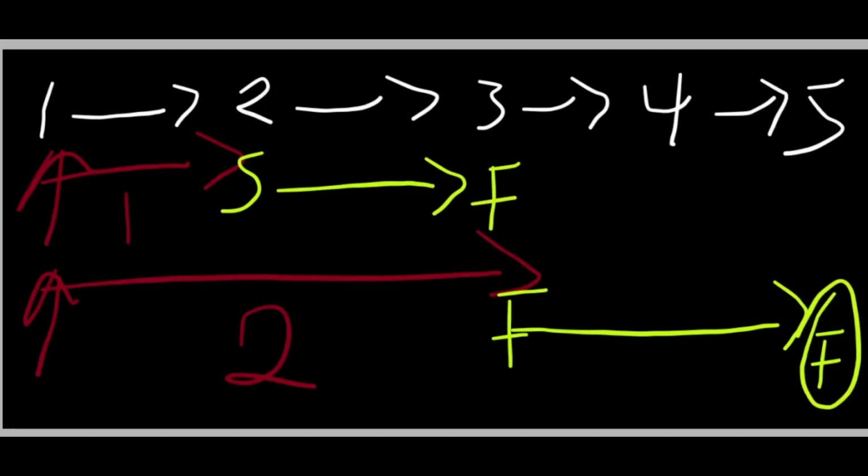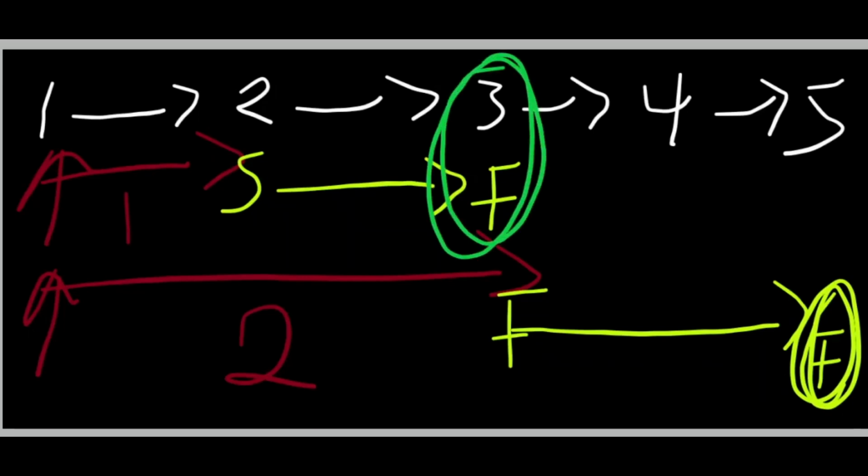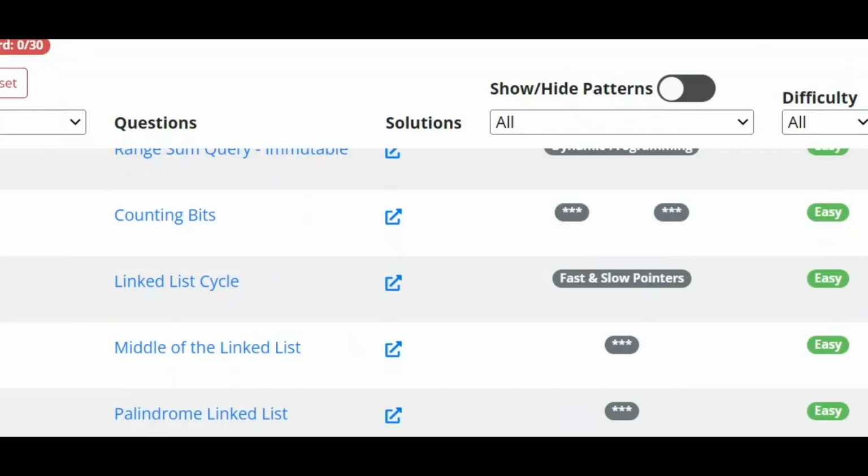At the point where the fast pointer can no longer move, we can be assured that we've gotten to the middle of the linked list. The slow pointer is going to be at the middle of the linked list, and basically that is just how this algorithm is going to run. Let's jump to the code and write this out.